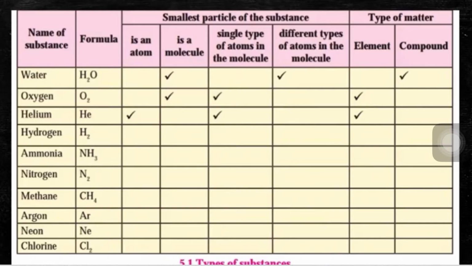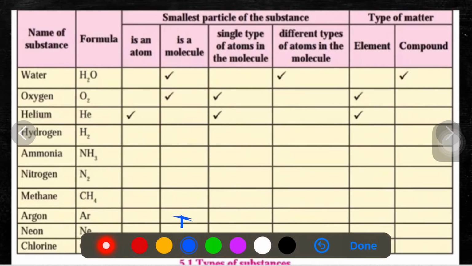So student, now on page number 28 you have Table 5.1, which shows names and formulae of some substances. We have to complete the table by putting tick marks in the appropriate box to indicate the information of the smallest particle and the type of matter. First, second and third are already done for you. What does this column consist of, student? First, name of substance. Second, formula, whether it's an atom, whether it's a molecule, whether it's a single type of atom in the molecule, different types of atoms in the molecule, is it an element or is it a compound.